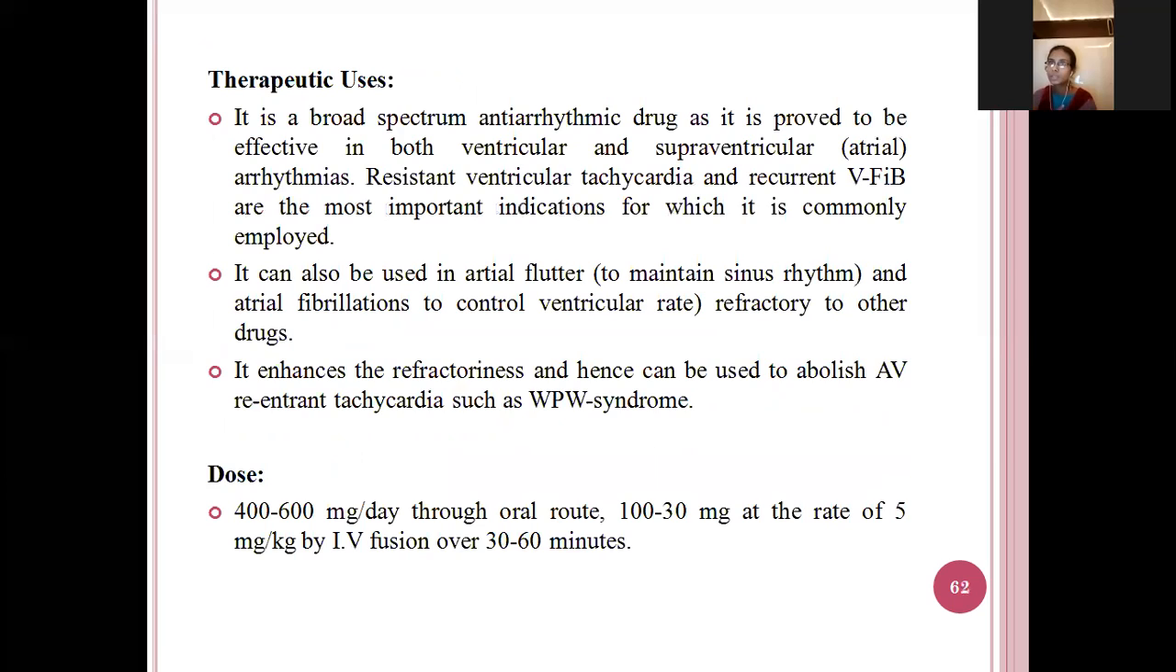Next, uses: it is a broad spectrum anti-arrhythmic drug. It is effective in both ventricular and supraventricular arrhythmias. It is also used in atrial flutter and arrhythmias refractory to other drugs. It enhances refractoriness and hence can be used to abolish AV tachycardia such as WPW syndrome.